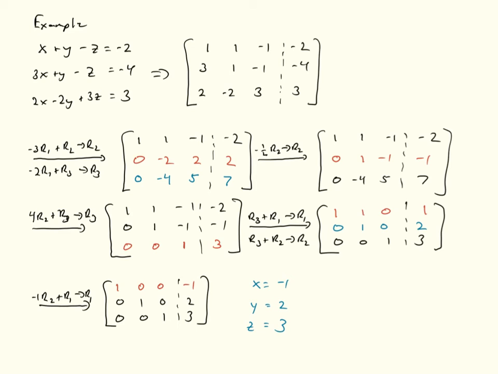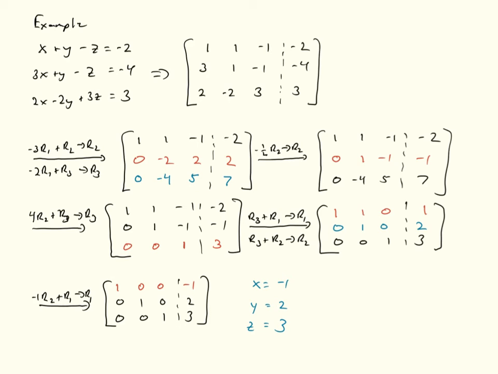Our new third row is what happens when I take negative 2 times row 1, add it to row 3, and put that in row 3. So negative 2 times 1 added to 2 gives me 0. Negative 2 times 1 added to negative 2 gives me negative 4. Negative 2 times 1 added to 3 gives me 5. And negative 2 times negative 2 is 4, added to 3 gives me 7. So this is my new row.